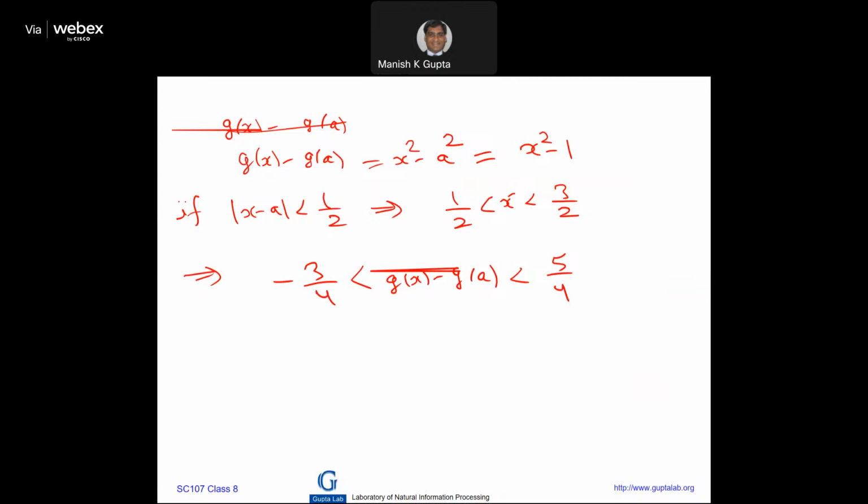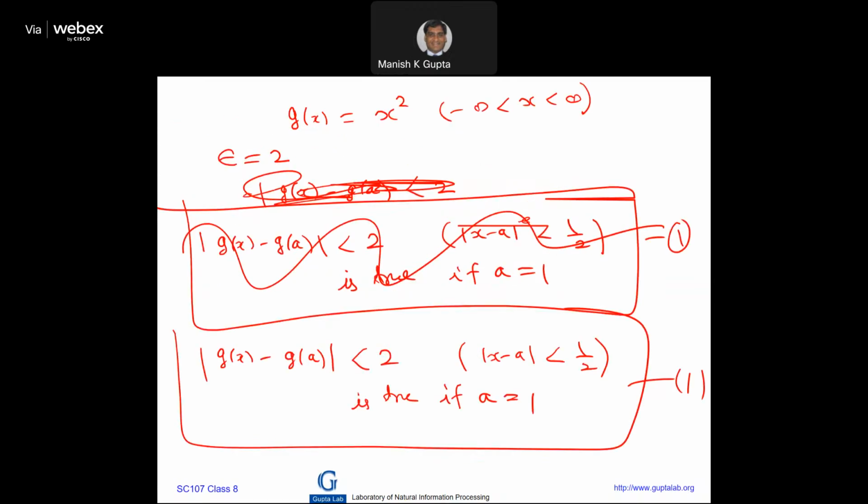So everything is making sense. Basically, this statement is true if we take the point a equal to 1. I am choosing epsilon to be 2, I am choosing delta to be half, and then this whole statement works out if a is equal to 1. Simple calculations will show you that this is true. Now I am going to change the point a, and you will see this is no longer true.